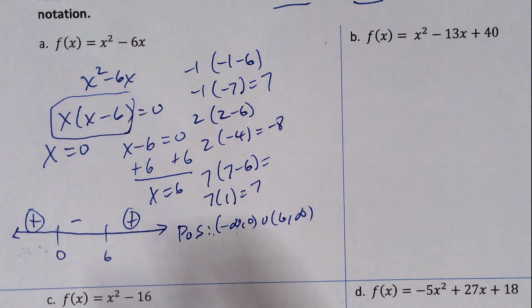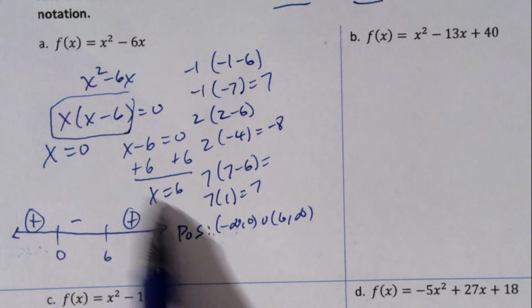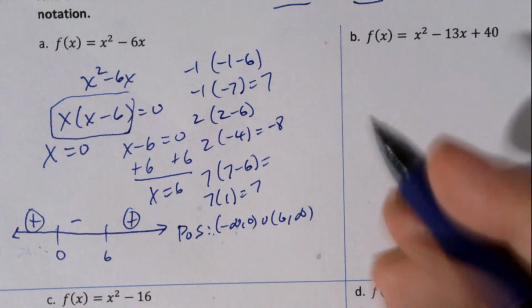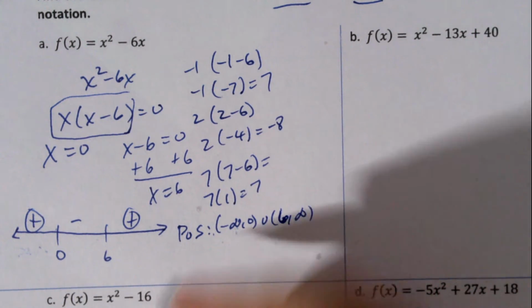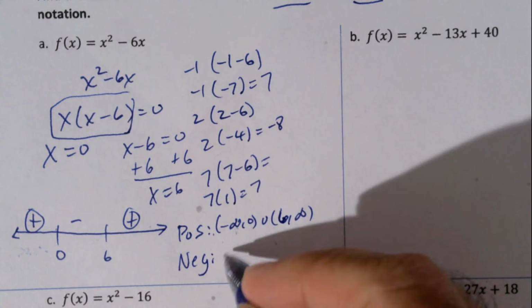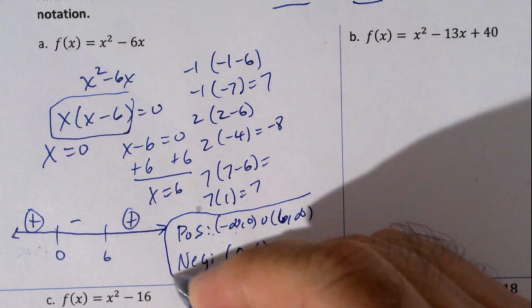And this region is described by negative infinity to 0. It's positive in this part. And this region is described as positive 6 to positive infinity. Okay? All right. Now, where is it negative? It's negative in between these two numbers. So it's between 0 and 6. All right. And that's the answer to part A. This is the answer we're looking for.